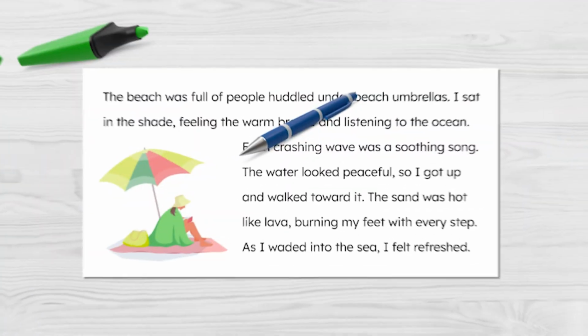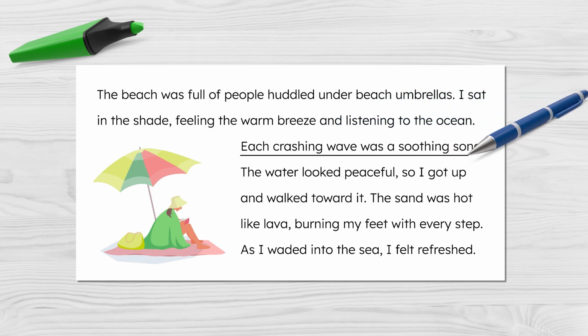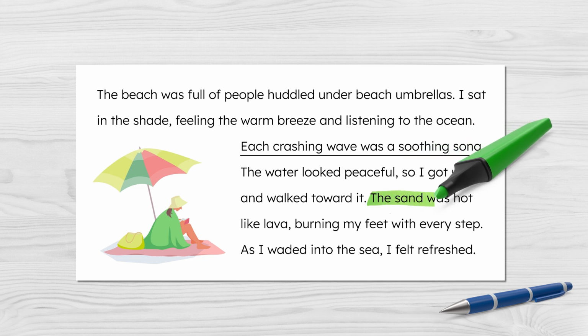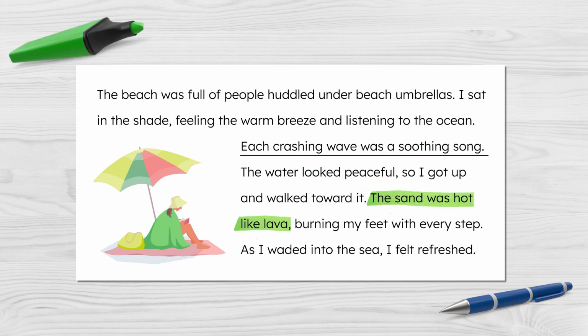Let's check. Each crashing wave was a soothing song is a metaphor because it compares the waves to a song without like or as. We know the waves aren't literally songs, it's just a creative way to describe the calming sounds of the ocean. The sand was hot like lava is a simile because it compares the sand to lava using like. The sand isn't really lava, but this comparison helps us imagine how hot it feels. Great work! Now we know what similes and metaphors are and how to find them.